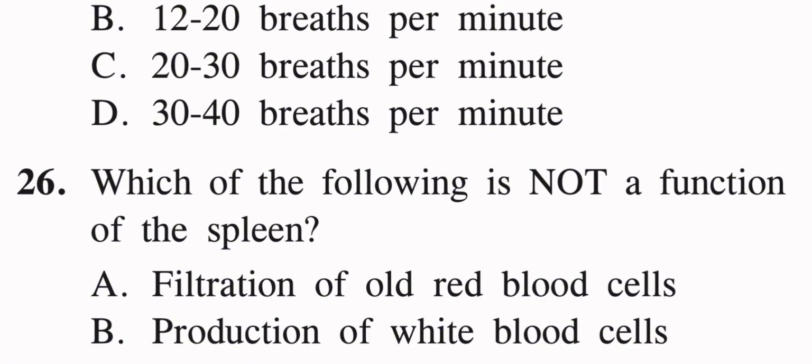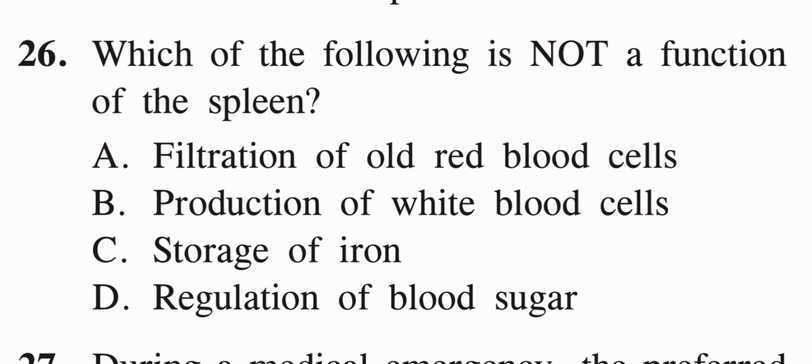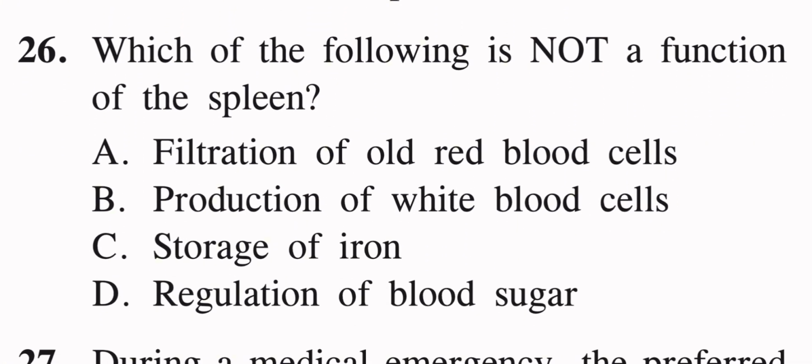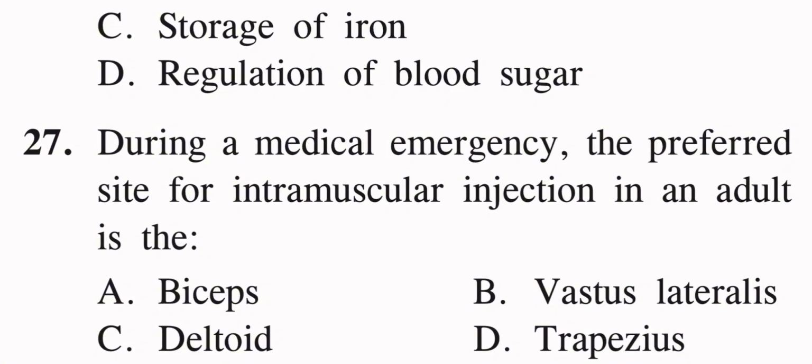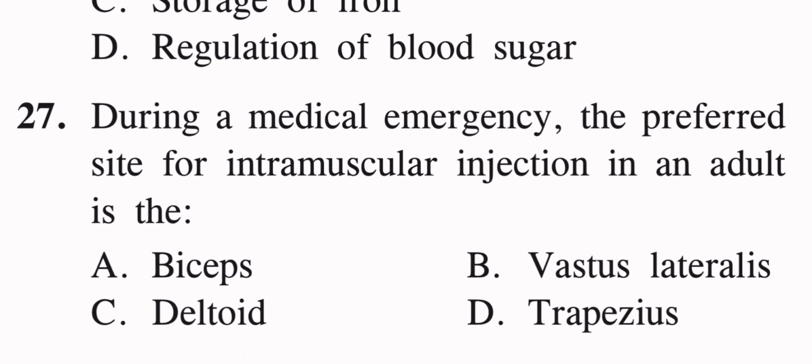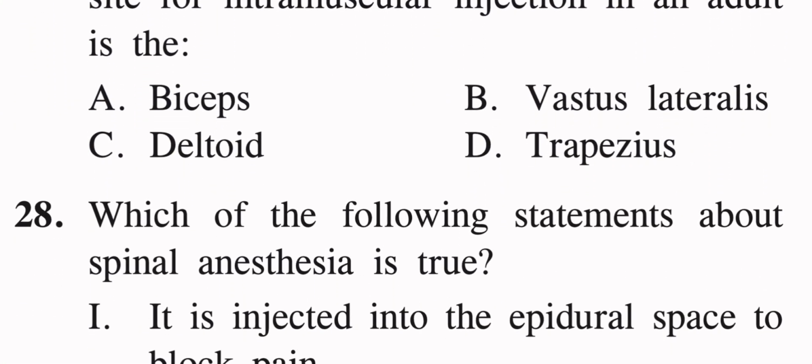Which of the following is not a function of the spleen? Filtration of old red blood cells, production of white blood cells, storage of iron, regulation of blood sugar. During a medical emergency, the preferred site for intramuscular injection in an adult is the biceps, vastus lateralis, deltoid, trapezius.